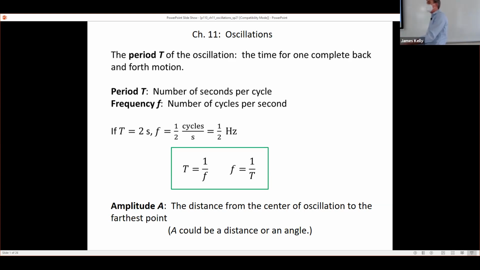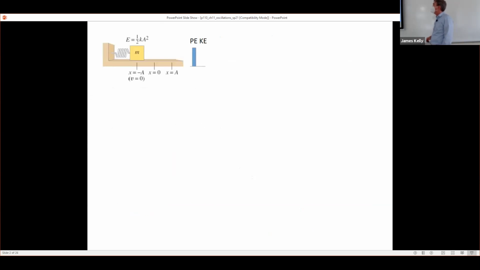Same thing for the mass and the spring. There's some average middle position, and the amplitude is how far from the middle position to one extreme side or the other. So it could be a distance or an angle. We're going to concentrate mostly today on the mass spring system rather than the pendulum.